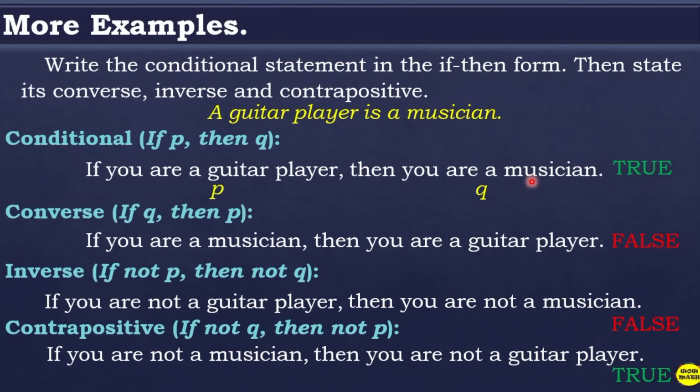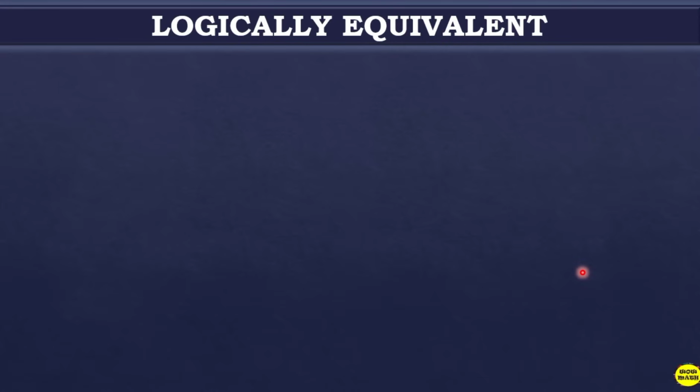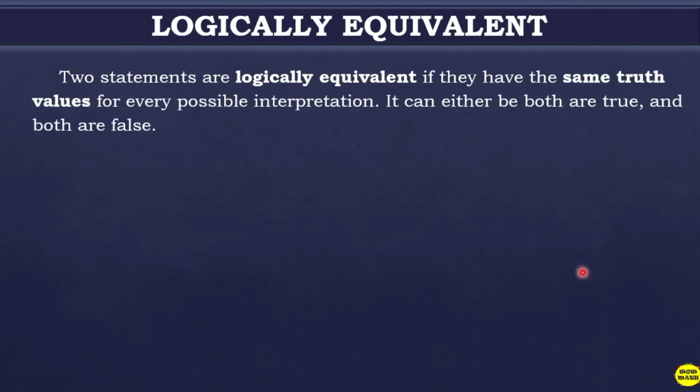Now, in this given example, why are we identifying if the given statements are true or false? So, dito papasok ang logically equivalent. So, ano nga ba ito? These two statements are logically equivalent if they have the same truth values for every possible interpretation. Ano ibig sabihin nito? Kapag parehong lumabas na true or false sila, it can either be both true or false. Okay? So, kapag pareho na lumabas na pareho silang true or pareho silang false, then they are considered logically equivalent.